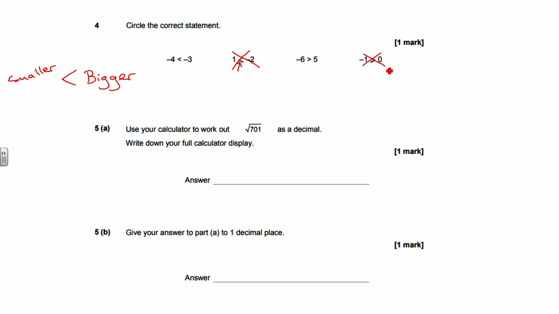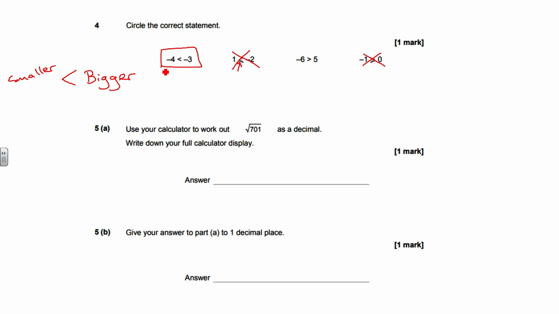Which one is correct? Is -4 smaller than -3? And then because the symbol's the other way here, is -6 bigger than 5? Well, the correct statement there is that -4 is smaller than -3. The temperature -4 is obviously colder than -3. This statement here makes no sense. How can -6 be warmer than 5 degrees?